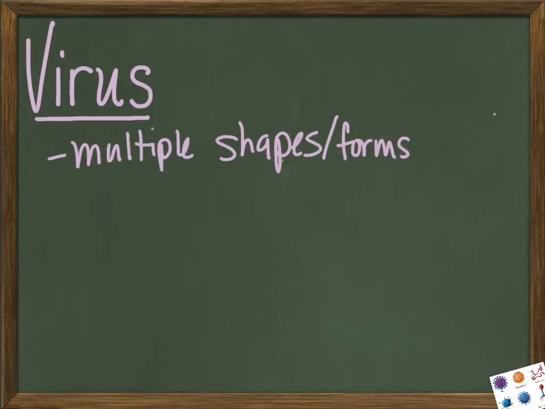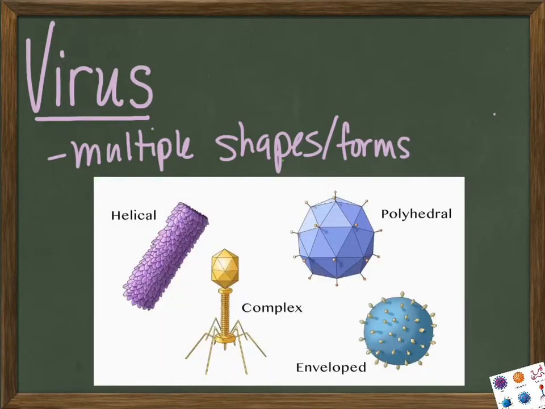Viruses take a whole bunch of different shapes and forms. Some of them are helical. They're actually sort of spirally. Some of them are polyhedral. They're polyhedrons, like you've studied in geometry. Some of them are what are called enveloped viruses, and some are even weirder than that. That complex virus looks like some sort of small spaceship.